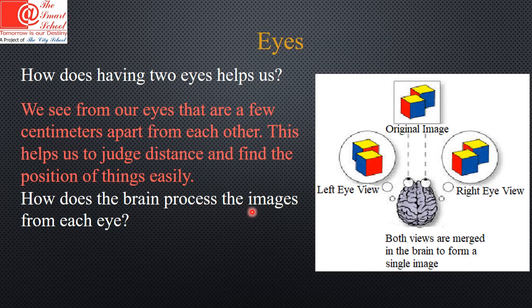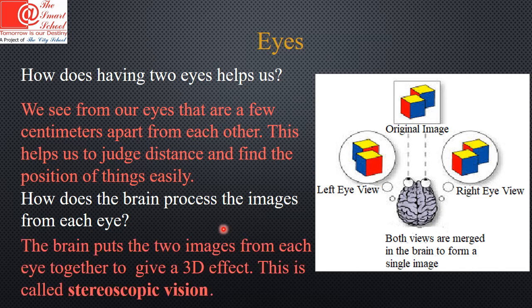The images that are produced by the left eye and the right eye are to be processed by the brain. How does the brain process those images? The brain puts the 2 images from each eye together to give a 3-dimensional effect. This is called stereoscopic vision. Now we shall see a video that will explain the structure of eyes.